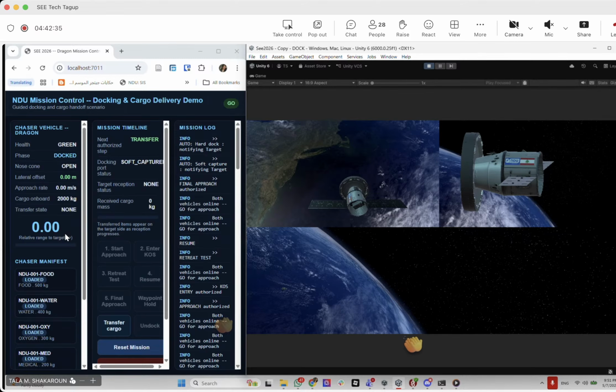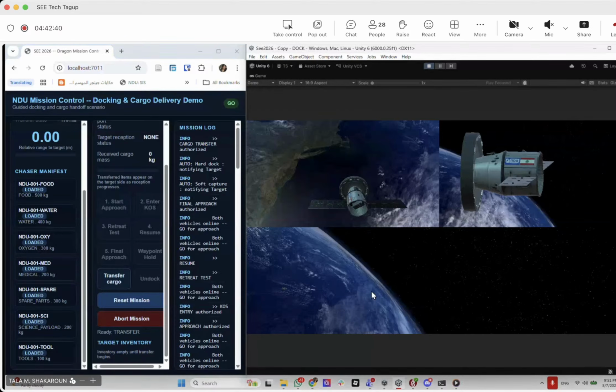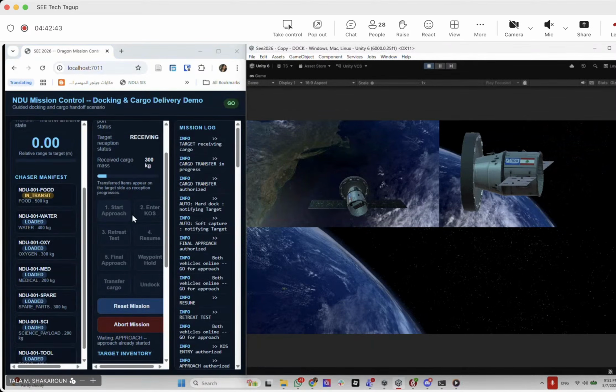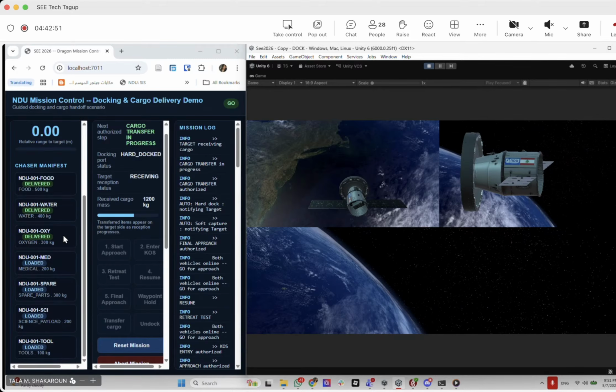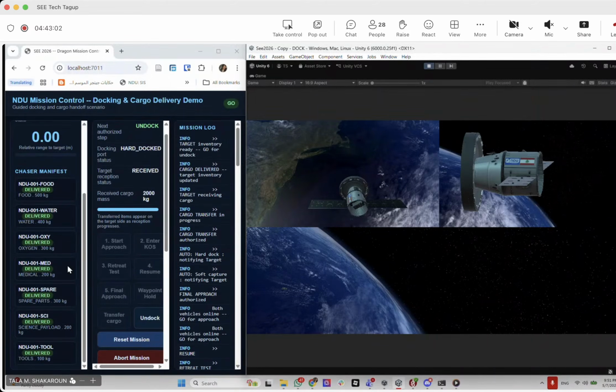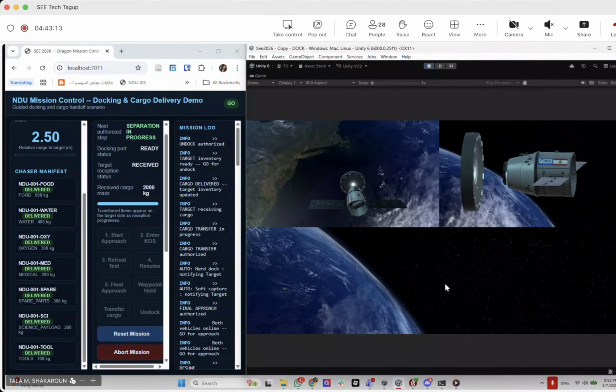Now that the docking is done, we are safe to transfer the cargo. So on my dashboard, I can transfer cargo, and we can see it in transit happening in real time to check all the supplies that we have on the chaser. So as that is done, we can track that as well. Excellent. So once every supply has been transferred, we can safely undock now, and we can see it visually on Unity as well, undocking, and obviously flying away from the target. Thank you so much, and I think that's it.